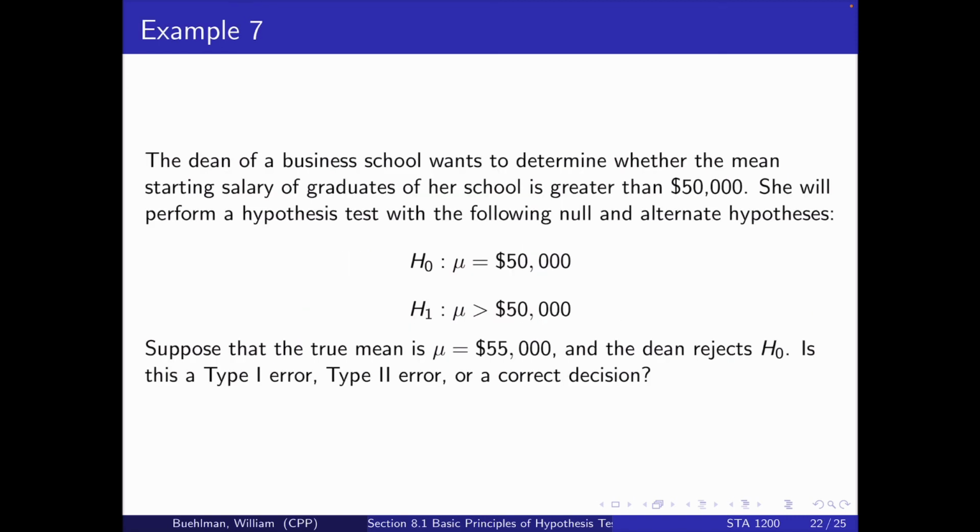Example 7. The dean of a business school wants to determine whether the mean of the starting salary of her graduates is $50,000. She performs a hypothesis test. The null is that it is equal to $50,000. The alternative is that it is greater than $50,000. Suppose that the true mean is $55,000 and the dean rejects the null hypothesis. Is this a type 1 error, type 2 error, or a correct decision?